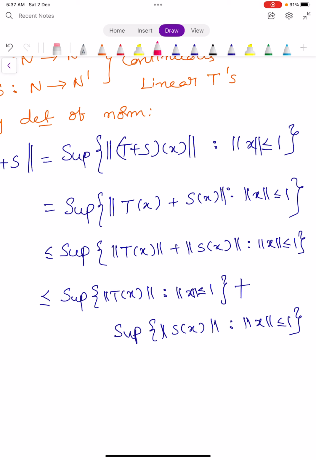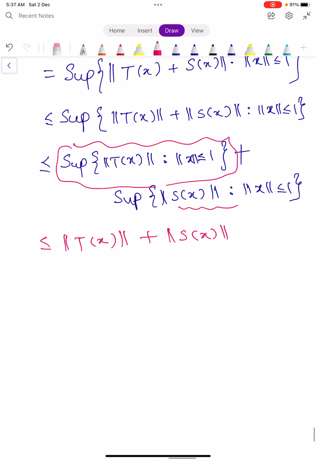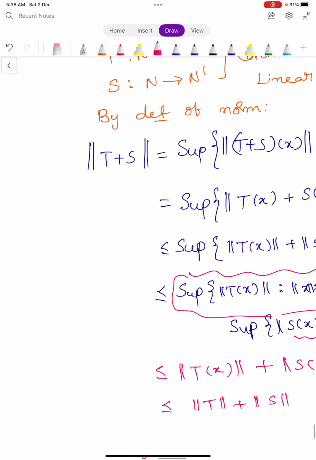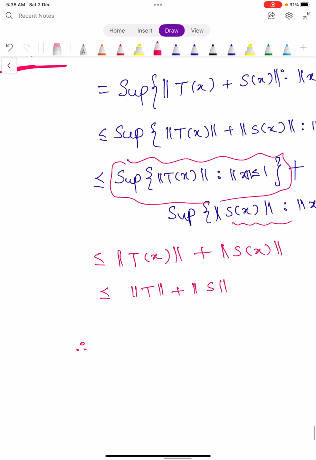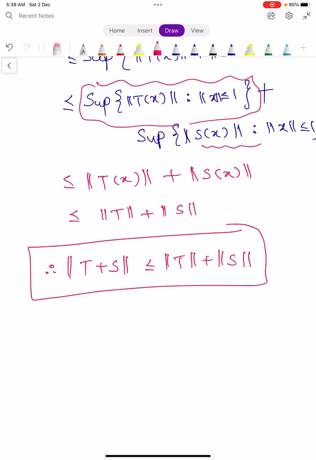Here this first set is nothing but norm T of x, and the second set is nothing but norm S of x. This is the second property of normed linear space. Therefore, in the LHS we have norm T plus S. In the right side we have norm T plus norm S. Therefore, norm T plus S is less than or equal to norm T plus norm S. This is the second property of normed linear space.